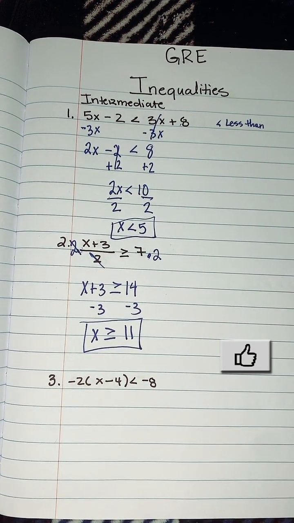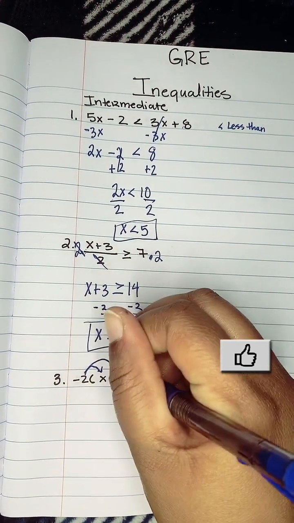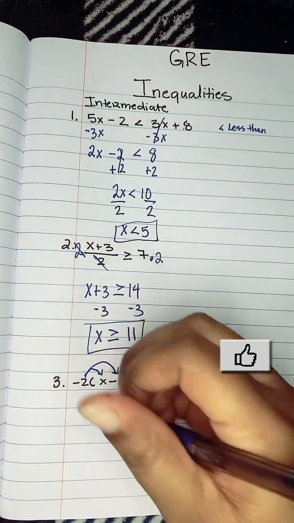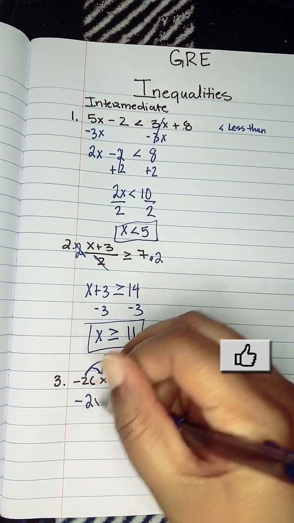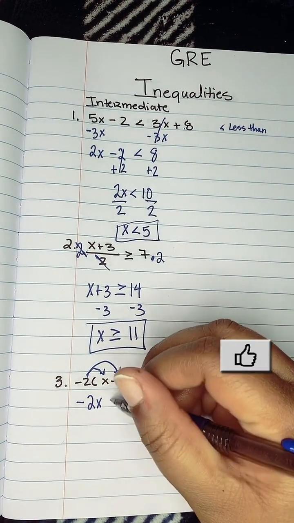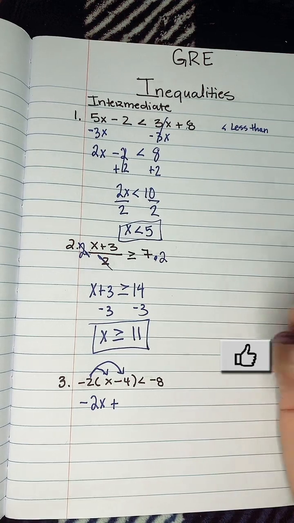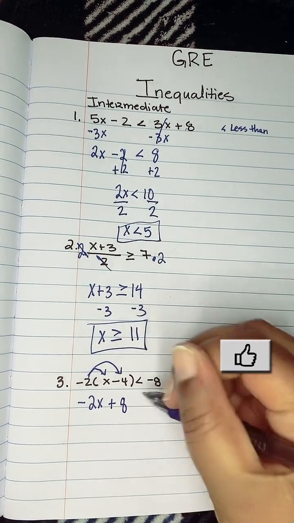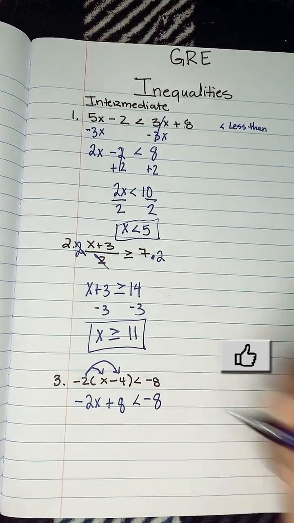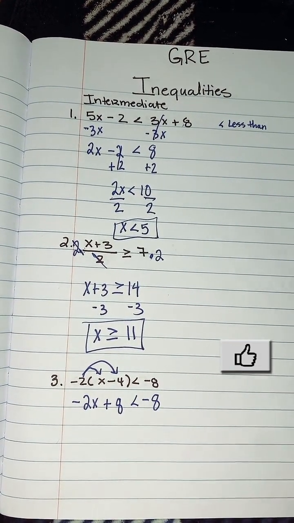All right, so we're going to distribute here for number 3. And we have negative 2 times x is negative 2x. And then negative 2 times negative 4. This is where most people mess up. Remember, a negative times a negative is a positive, and 2 times 4 is 8, and then less than negative 8. Any questions on the distributing part?